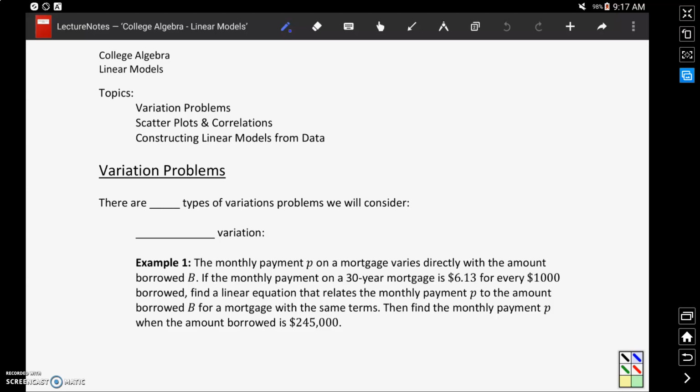In this section, we're going to be looking at constructing linear equations that we can use to model real-world behaviors or real-world situations. We'll start off by looking at variation problems, so essentially word problems, where we have to translate statements in plain English into mathematical equations. And then we'll move on to looking at constructing linear models given data.